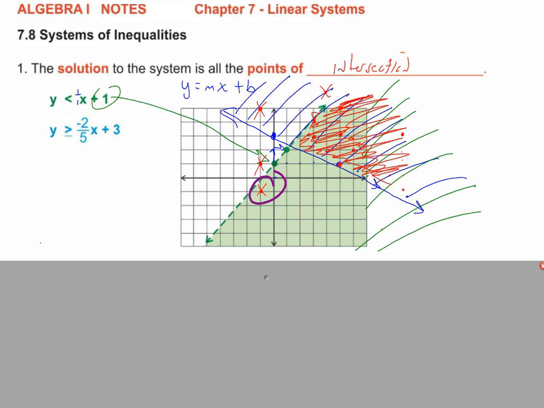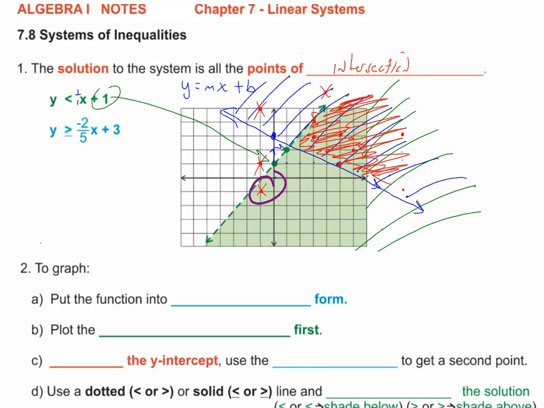You got to find where the shading overlaps. And the way you would do this in pencil is you will have to darken in that final answer. So if you're doing this in pencil, shade the first one lightly, shade the second one lightly, and where they overlap, darken it. Can you have more than 2 inequalities? Yeah. It would be where all 3 intersect. If you had 4 inequalities, it would be where all 4 intersect. If you have 5 inequalities, it would be where all 5 intersect. Okay? That's solving a system of inequalities.